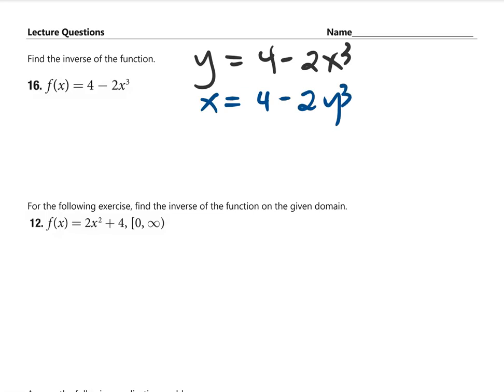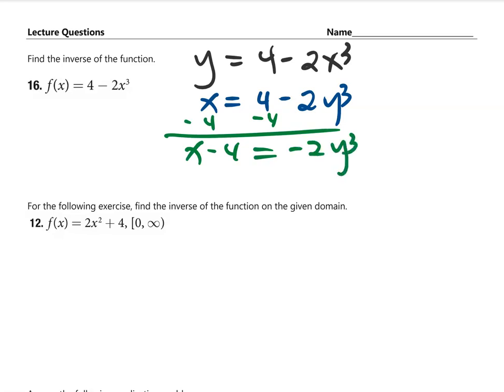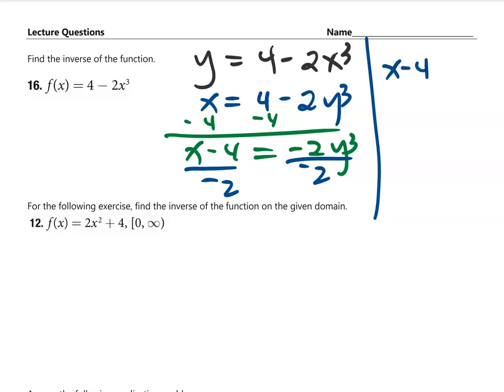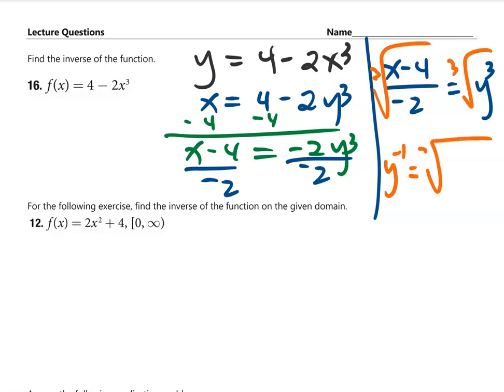So isolate y. So we do subtract 4. So this is x minus 4 is equal to negative 2y cubed. And then divide both sides by negative 2. Sorry, I don't have a space. X minus 4 over negative 2 is equal to y cubed. To get rid of cube, last step is cube root. So the inverse is cube root of x minus 4 over negative 2. Okay.